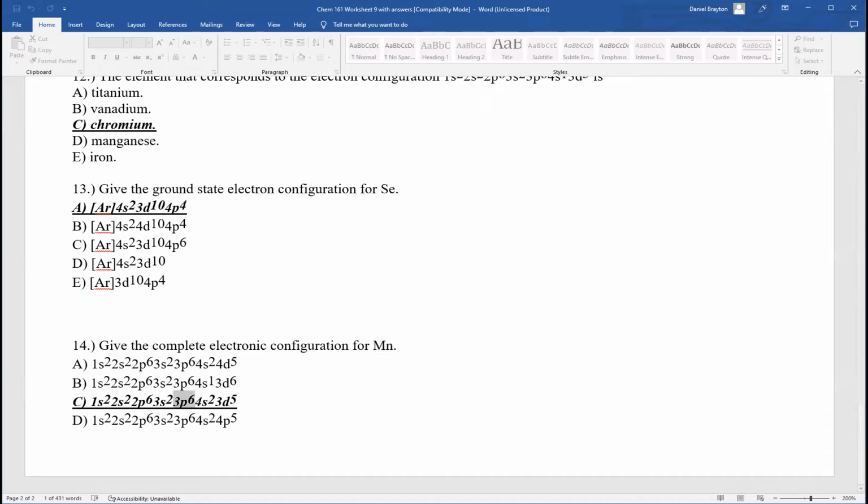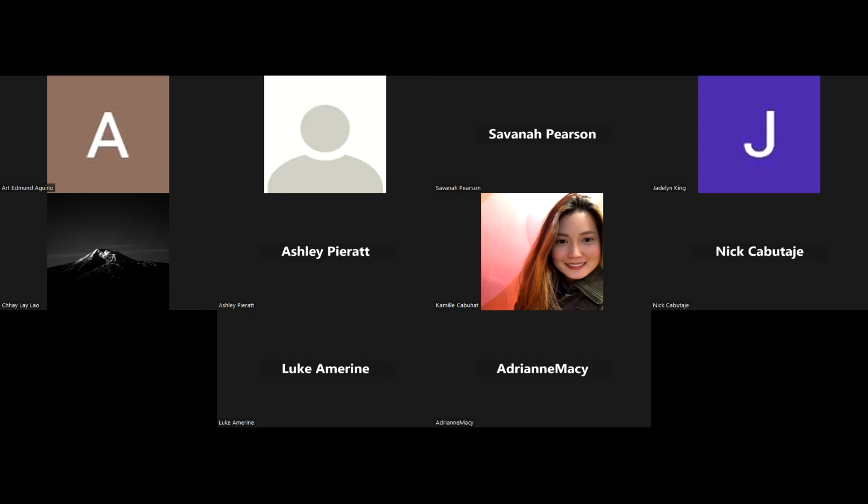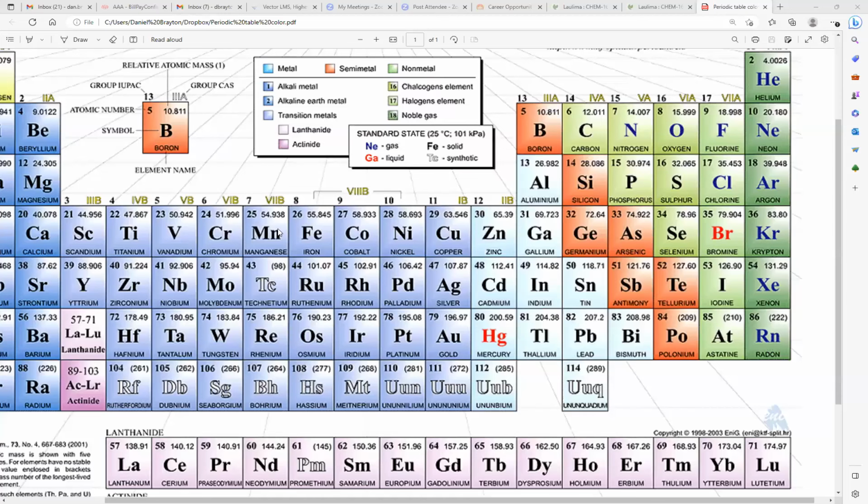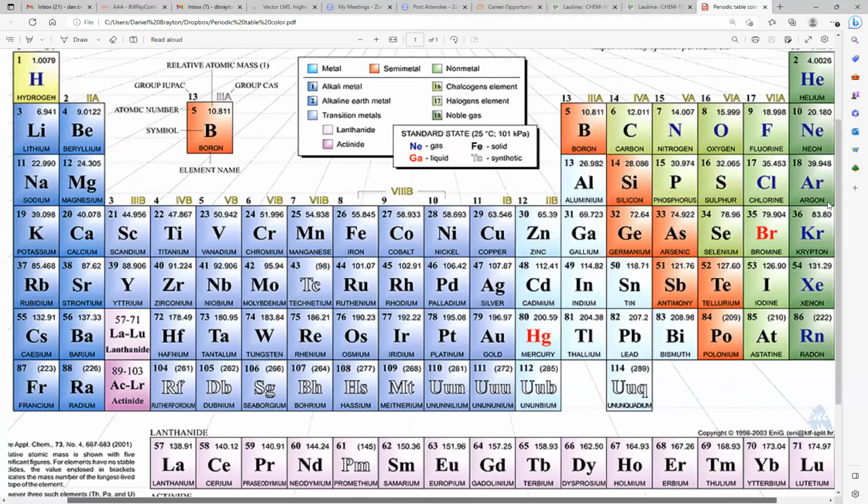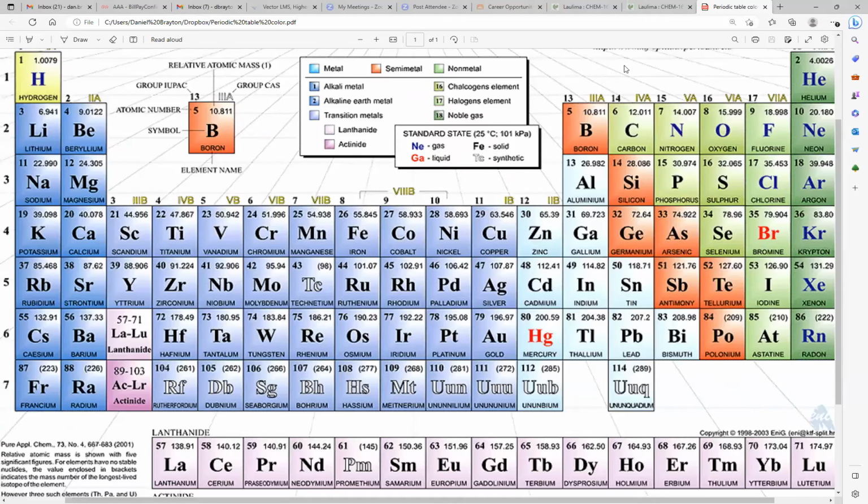But let's go find manganese. It's right here, the 25th element. So again, it'd be argon as the core, but that one didn't have argon, the core in there, but still 1s2, 2s2, 2p6, 3s2 moving across. Our valence ones are just S and P, but we've got 1, 2, 3, 4, 5, 6, 7 electrons in the combination of 4s and 3d.